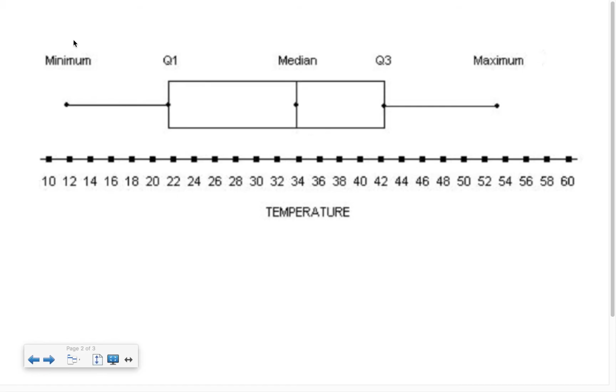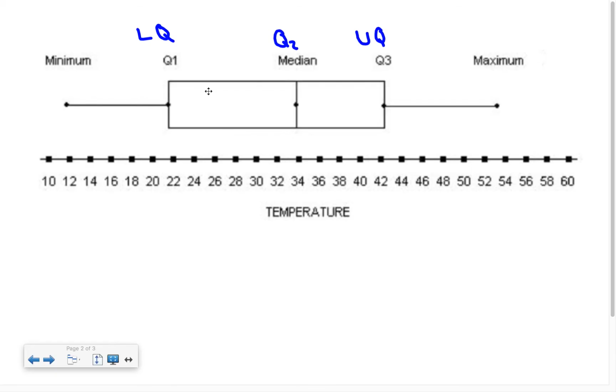There's going to be 5 important points of a box plot. We're going to have the minimum, which is going to be the smallest number in our data, quartile 1, which is also known as the lower quartile, so our LQ, the median, which is also known as quartile 2, quartile 3, which is also known as the upper quartile, and the maximum, which is going to be the biggest number in our data set. We also have this number line down here that tells us that we're talking about temperature. Temperatures go from 10 all the way up to 60, and it's important to note that it's counting by twos.